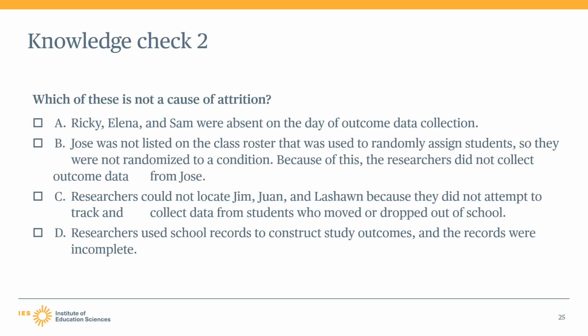Knowledge check 2. Which of the following is not a cause of attrition? A. Ricky, Elena, and Sam were absent on the day of outcome data collection. B. Jose was not listed on the class roster that was used to randomly assign students, so they were not randomized to a condition. Because of this, the researchers did not collect outcome data from Jose. C. Researchers could not locate Jim, Juan, and LaShawn because they did not attempt to track and collect data from students who moved or dropped out of school. D. Researchers used school records to construct study outcomes, and the records were incomplete. You may want to pause the video to think about your answer.